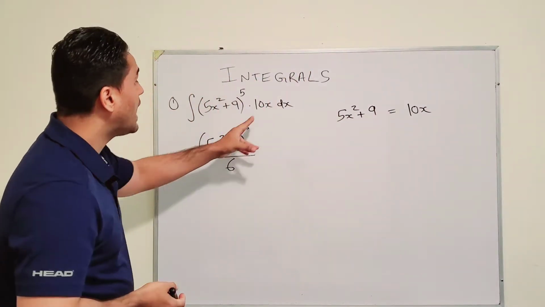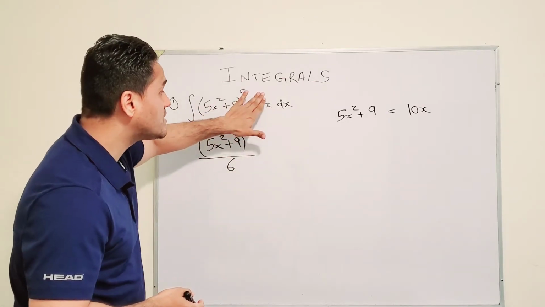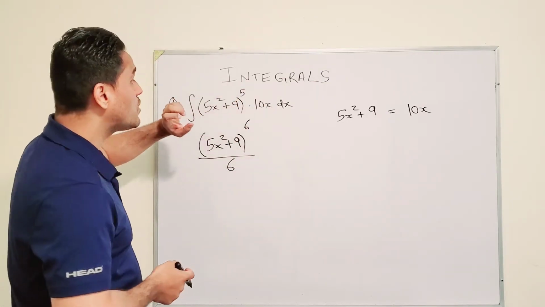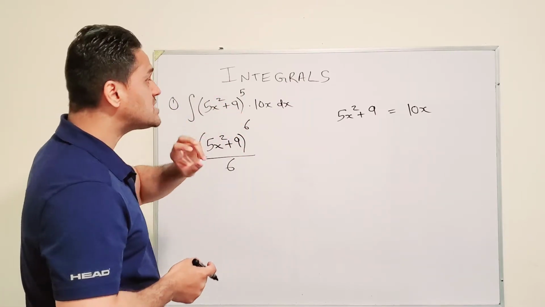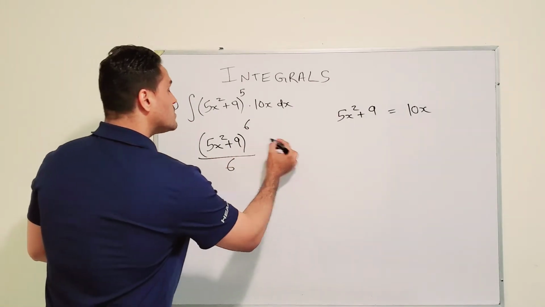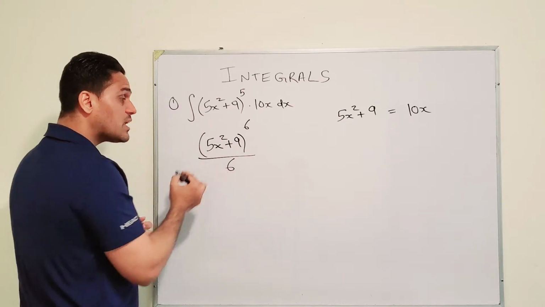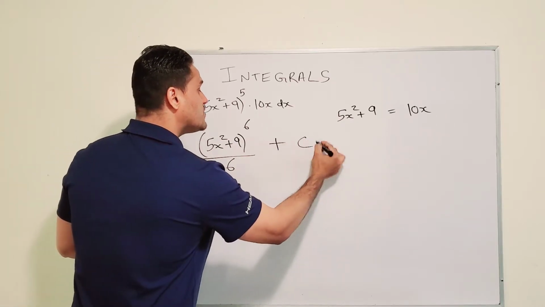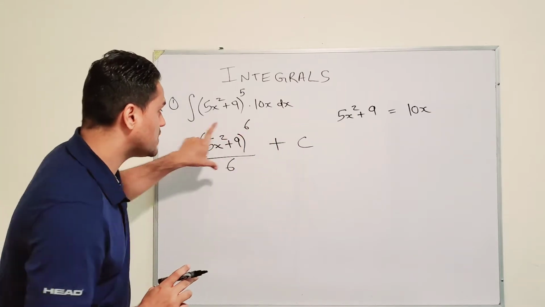So guys, having that 10x over there is actually helping us. If we didn't have this 10x over there, it would have been really, really difficult, maybe impossible, to get the derivative of that. So just remember that 10x over there is actually helping us. So we've added 1 to the exponent, divided by 6, and now we're just going to add c to that. Let's try to get the derivative of this.